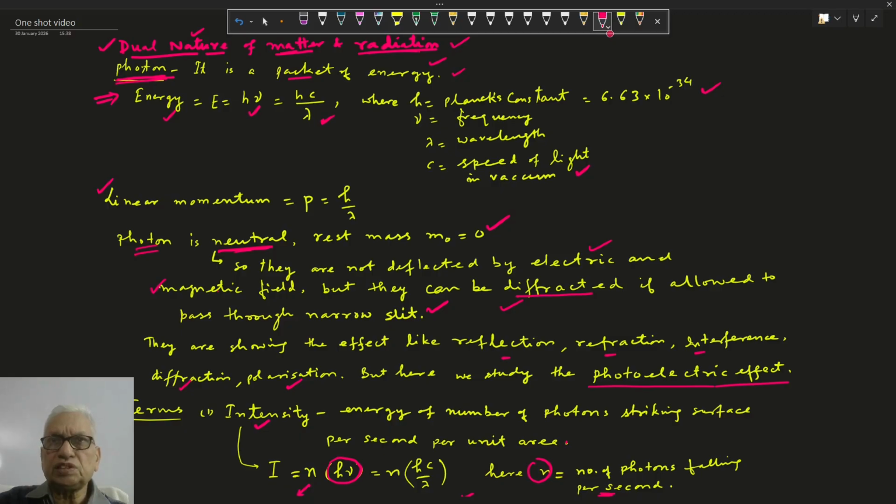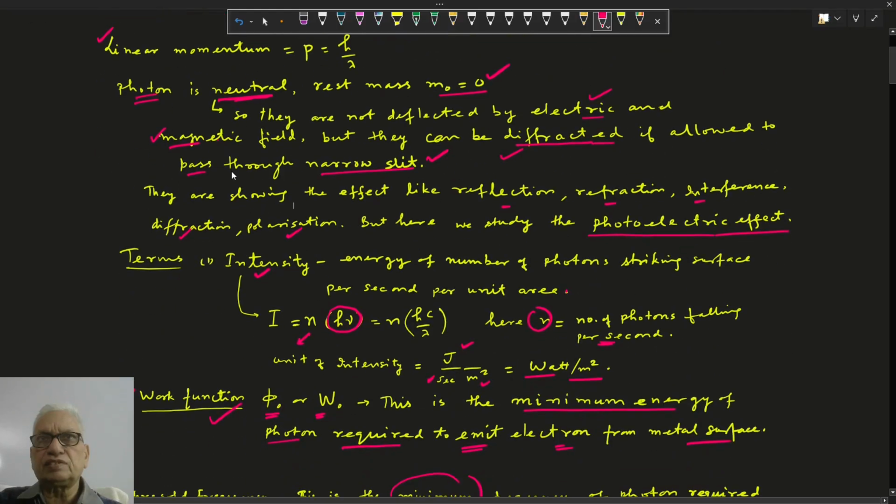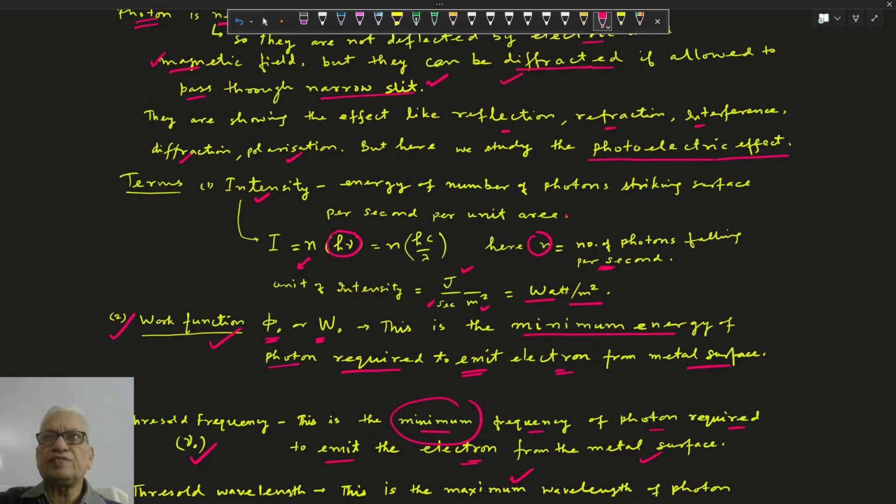Photon is neutral, and its rest mass is zero. Being neutral, they are not deflected either by an electric field or a magnetic field, but they can be diffracted, allowed to pass through a narrow slit. Diffraction of light is the same thing, and a photon is also light. So they show the effects of reflection, refraction, interference, diffraction, and polarization.